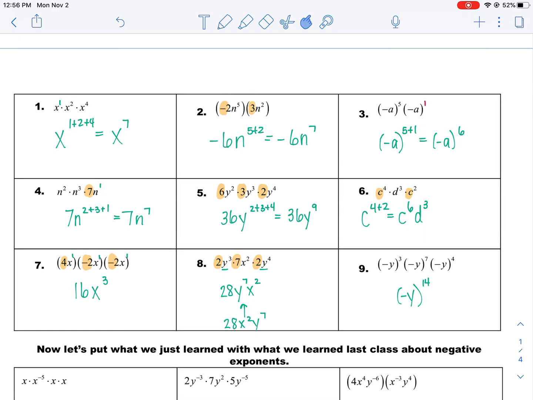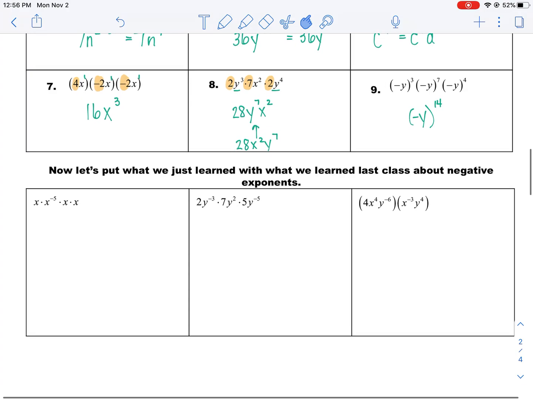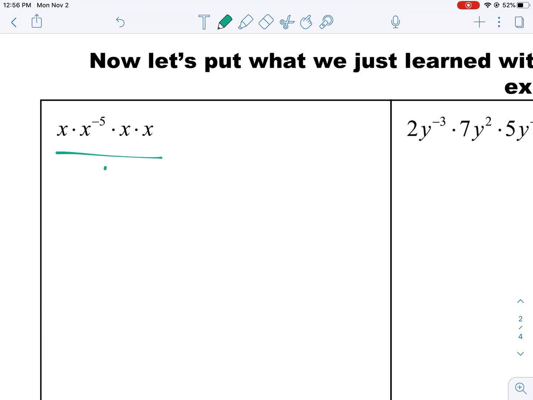And then the next 3 examples that you should have done should have included the negative rule plus the product of power rule. So remember, when we're talking about the negative rule, we have to have an upstairs and a downstairs party. So we can create this over 1 to create the up and down. The negative exponents always move down. The positive exponents always stay where they're at.